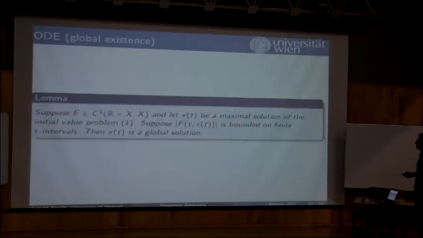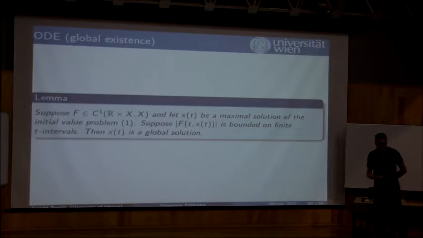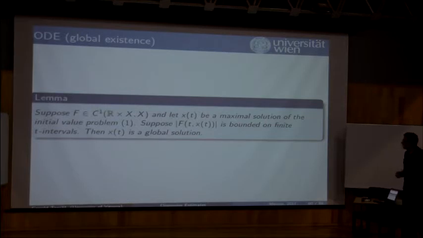Of course, once you have local existence, you will also worry about global existence. Is there a global solution? And there is also a similar criterion for global existence. Suppose that the vector field, now I have dropped the dependence on parameters, is bounded along your trajectory on finite intervals, then you indeed have a global solution. So if the solution is not global, the value of the vector field along the solution must blow up.